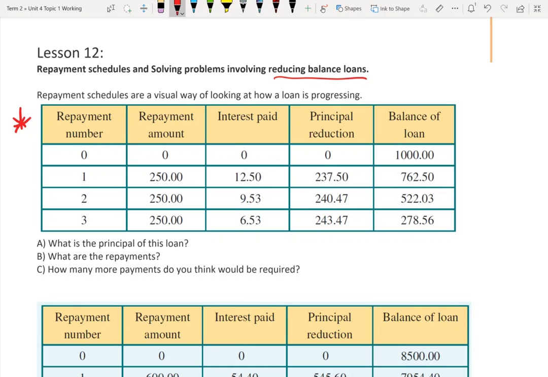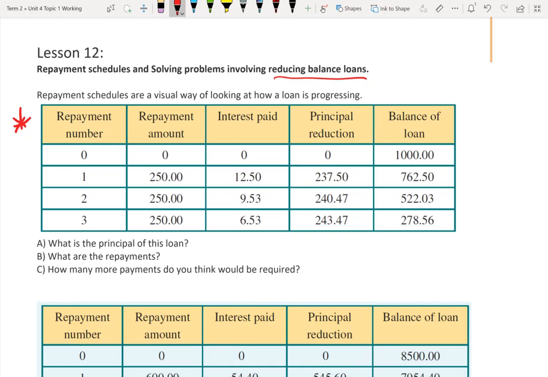After 1 repayment, I've paid back $250. I've earned $12.50 interest after my first compounding period. And because I've paid back $250, but $12.50 of that went to interest, in total, I've paid off $237.50 off my original balance, the principal, which means that my current balance is $762.50.